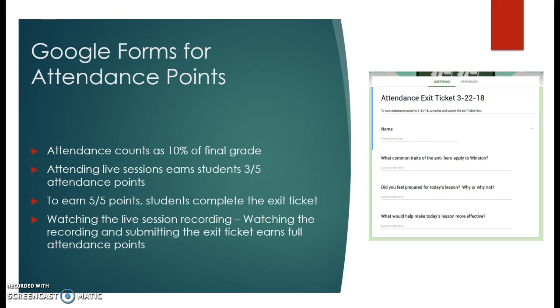My class is then recorded for students who cannot attend live sessions, and then they're able to view those recordings when their schedule allows. When a student does watch a recording, I have no way of knowing if they've watched it. So I have to have a way of giving them the attendance points for the recordings that they watch. I use the Google Form exit ticket to fulfill this purpose. As long as a student has the link to the form, they can complete the exit ticket whenever they want to earn their attendance points.